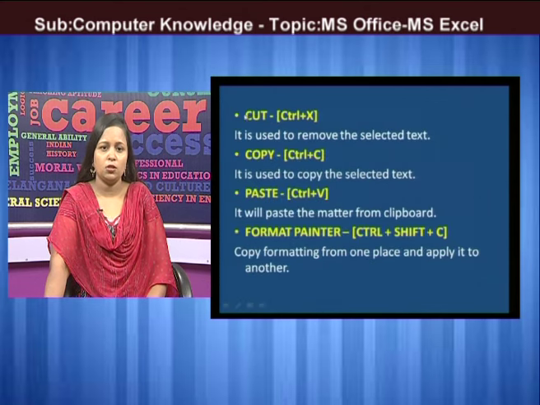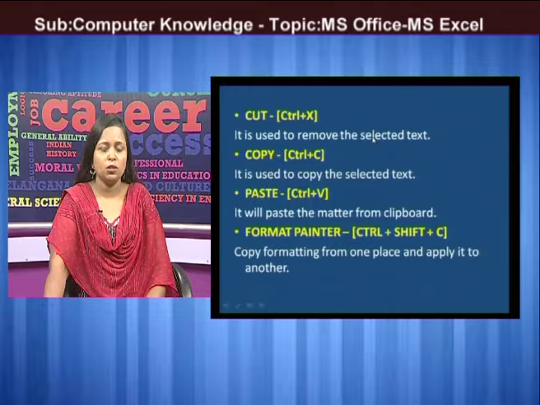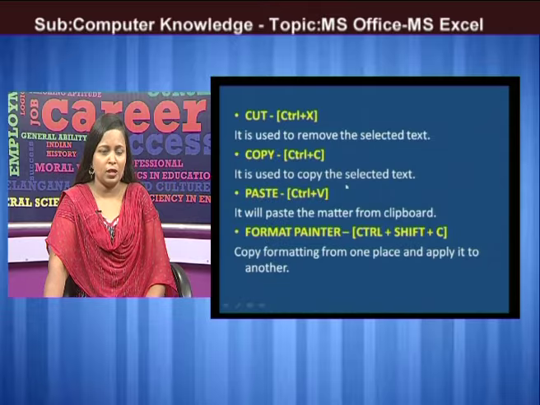Next, some of the options are explained. Cut. Cut is used to remove the selected text. Removing the selected text is one type of delete option, same as cut. The shortcut key is Ctrl+X. Next one, Ctrl+C is the shortcut key for copy. It is used so that only the selected matter is copied.